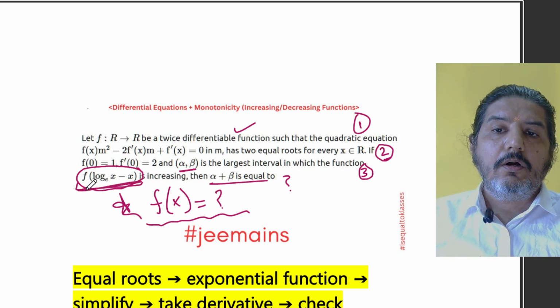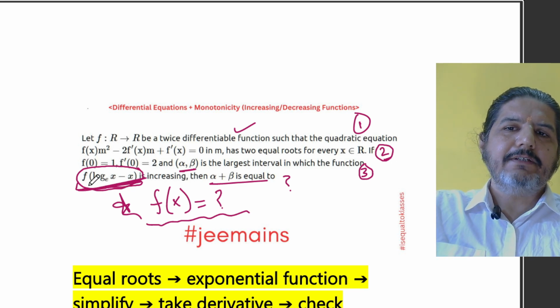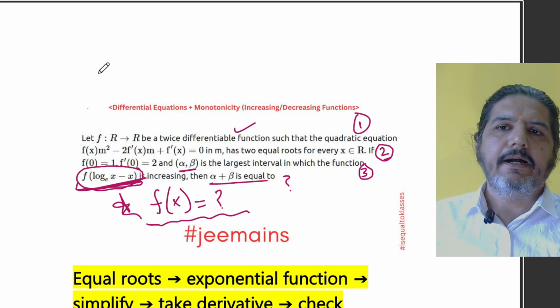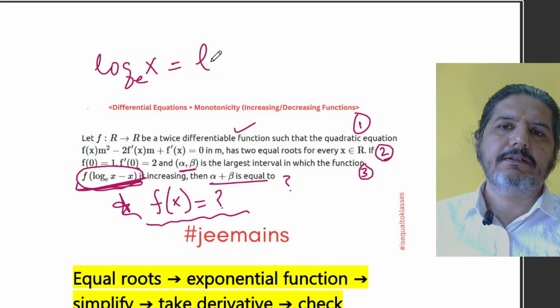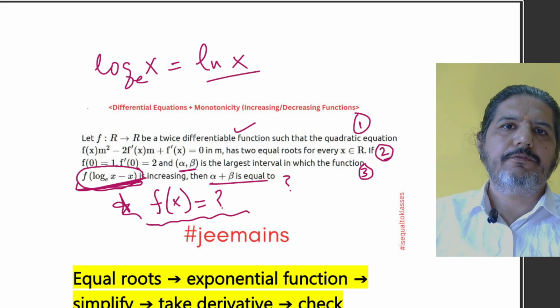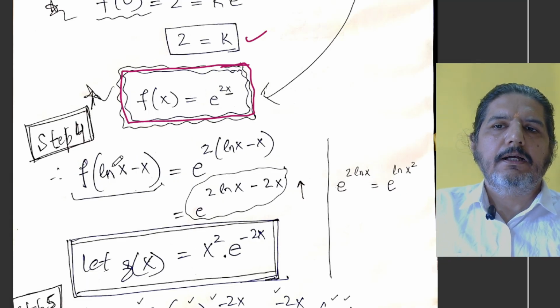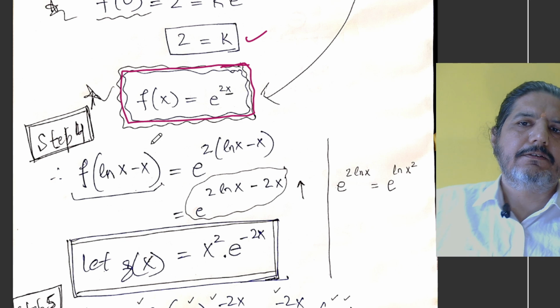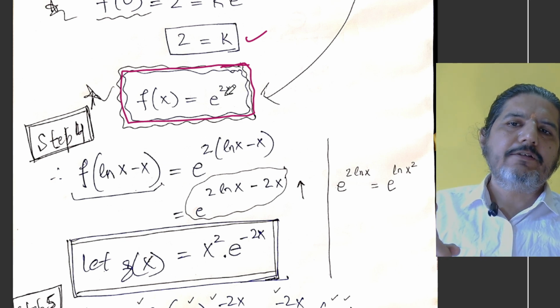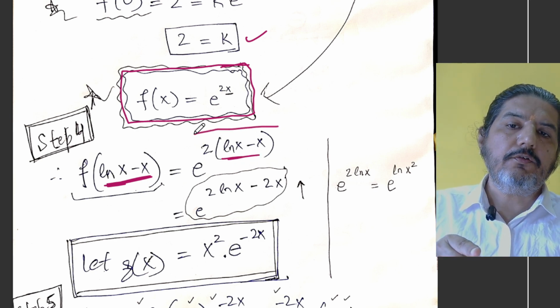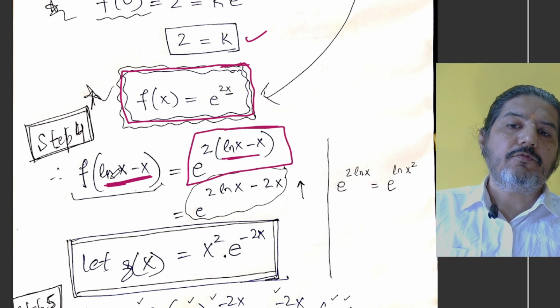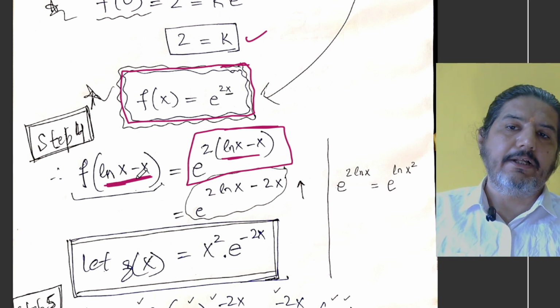And now, once I have seen f x, I know what f of log to the base e x minus x looks like. Log to the base e is written as ln x, and that is what I have used here. So that is why you see here that f of ln x minus x is equal to e raised to power 2. Whatever be the x, you have to put the value of ln x minus x here. So this is what f of ln x minus x looks like.